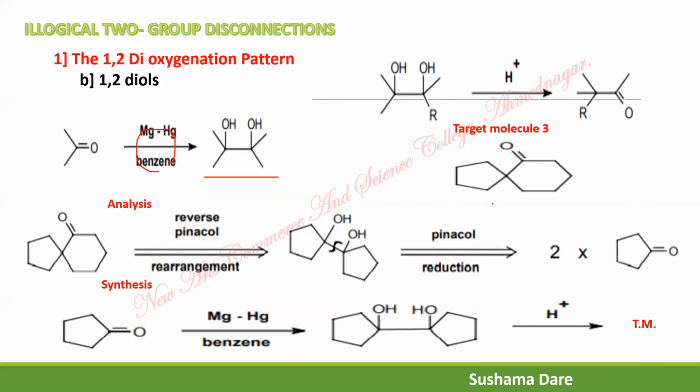Now look at this pinacol. This is a pinacol-pinacolone rearrangement reaction. Now in the pinacol-pinacolone rearrangement reaction, this is the target molecule. In this target molecule, you can see there is a carbonyl group and the next carbon is highly substituted.